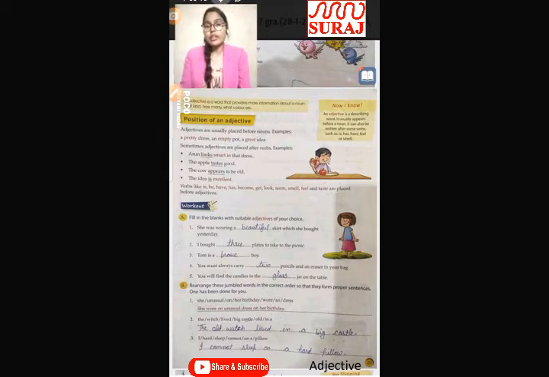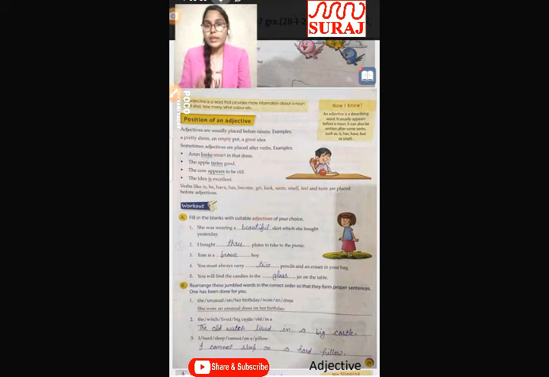In the next one, Tom is a blank boy. Tom is a boy is also right, but we are telling how Tom is. Tom is a brave boy, smart boy, clever boy, you can say. So what is brave here? Brave is your adjective. This is the quality of that boy.